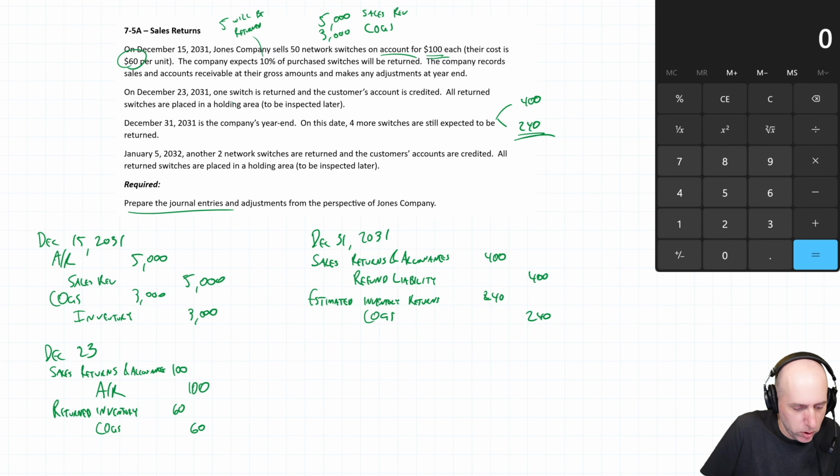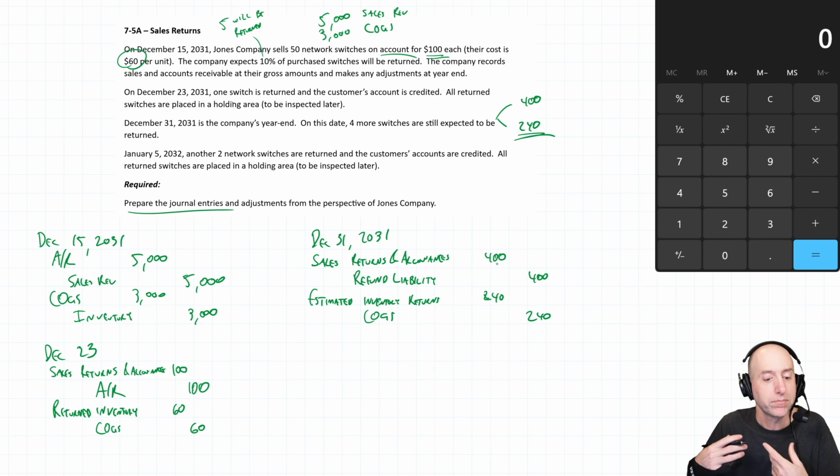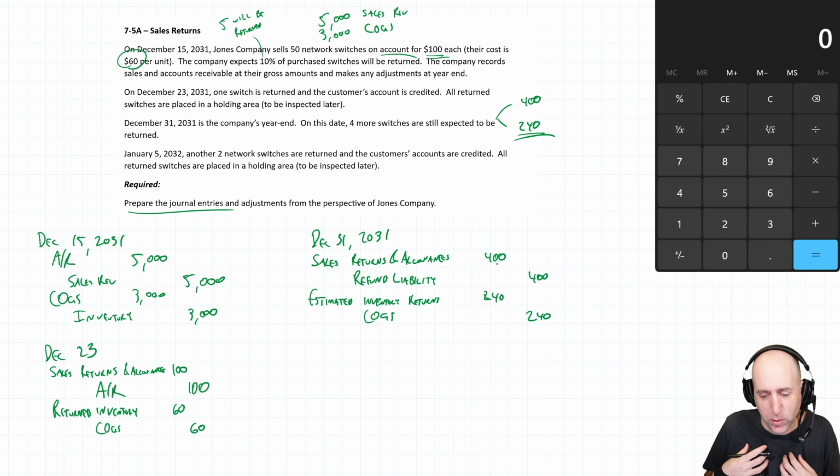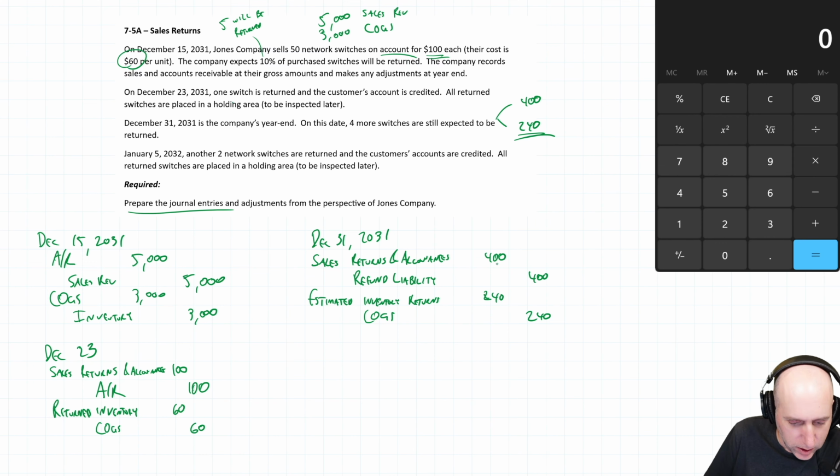Now, just looking at our year end, our net sales here, 5,000 minus 100 minus 400, our net sales are 4,500 because we had 1 item returned and we're expecting to have 4 more return in the future. So we're only going to record revenue here during the year of 4,500 as a result of that sale. And you can do the math as well on our cost of goods. I guess it'll be about 60% of that, 60 out of 100. Let's carry on though to January 5th.